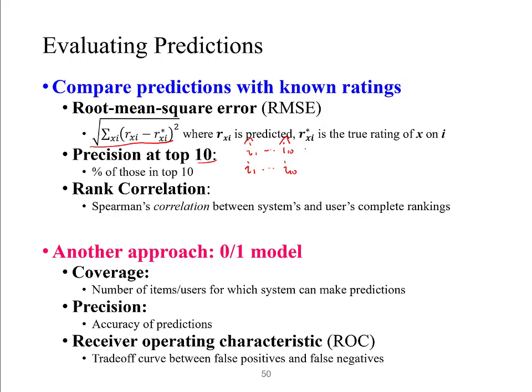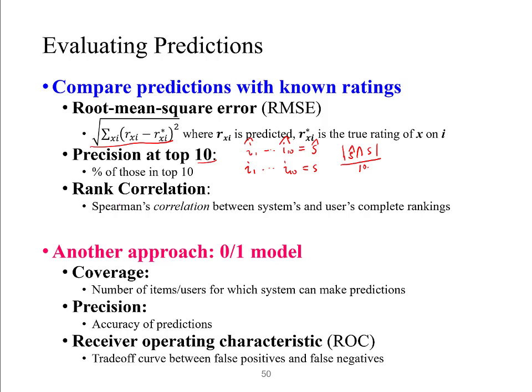If we define this as the predicted S and this as the true S, the precision at top 10 would be the size of the intersection of the predicted S and the true S, divided by 10. So it's like how many items in the true S have been correctly returned in the predicted S. Also, the rank correlation.